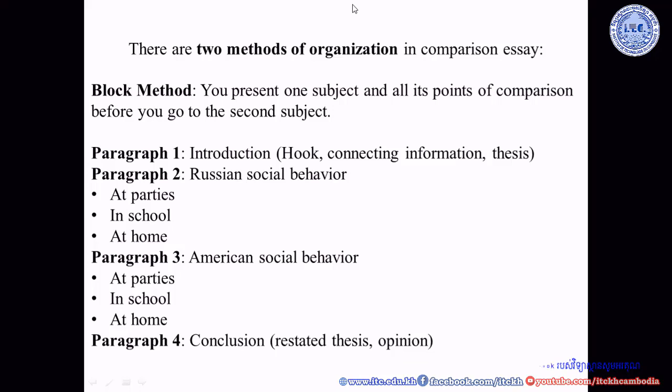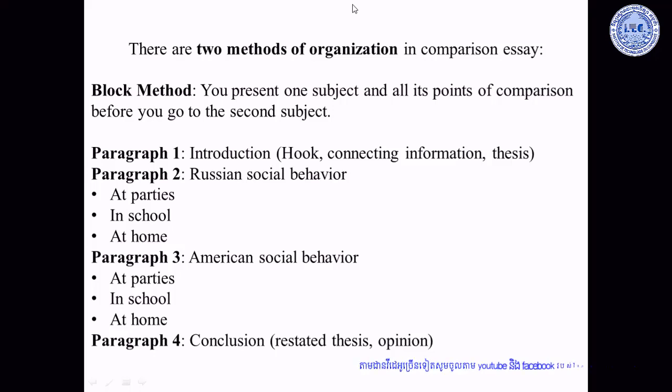For paragraph 2, you have to mention one subject and all its points. Just like in this essay, we compare Russian social behavior and American social behavior. So in paragraph 2, the body paragraph, we have to mention only one subject, such as Russian social behavior, and then we have to add points about Russian social behavior, such as at parties, in school, and at home.